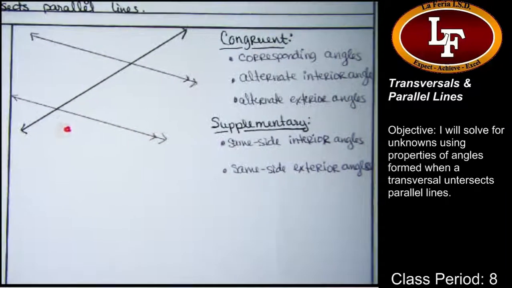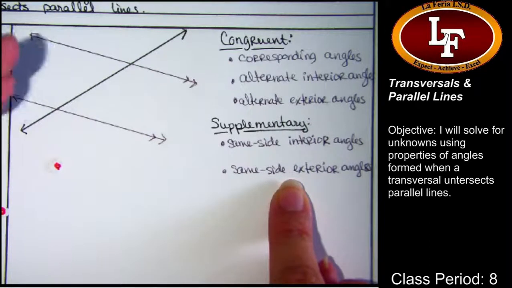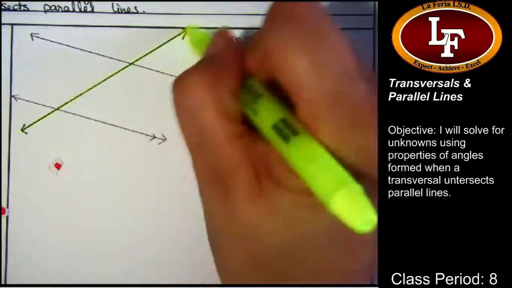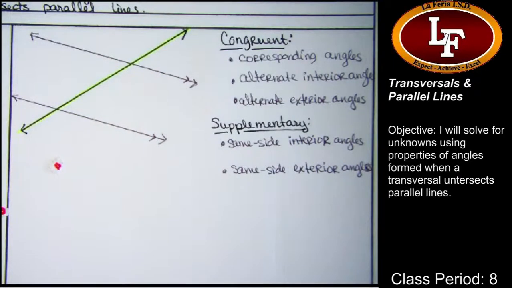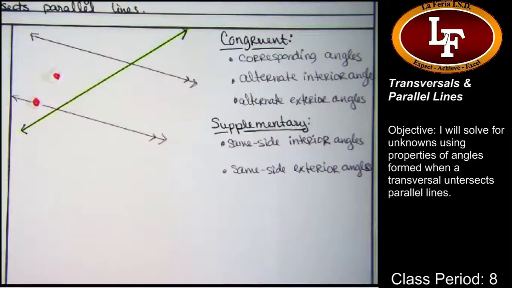Okay, so with my red dots, I'm going to start at the bottom and I'm going to work my way up. So same side means on the same side of the transversal. Since this is the transversal, I want both of the angles to be on the same side of it, either on the right side or on the left side. It doesn't matter which side.